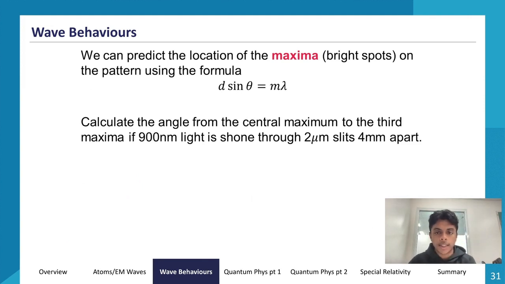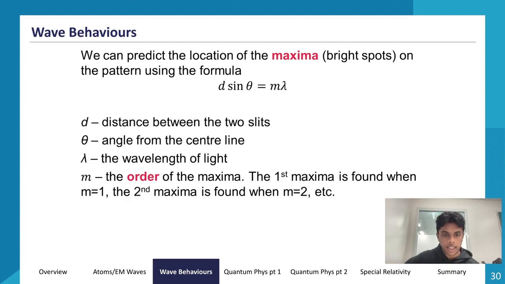Calculate the angle from the central maximum to the third maxima if 900 nanometers of light is shown through 2 micrometer slits 4 millimeters apart. So first thing that we do is we need to make use of all the information that they've given us. So they've given us wavelength is equal to 900 nanometers, and they've given us the distance.